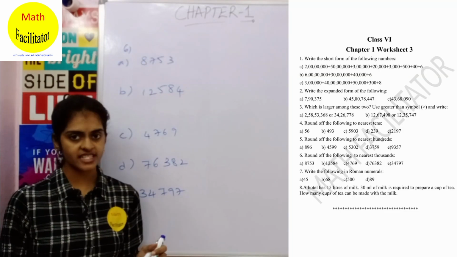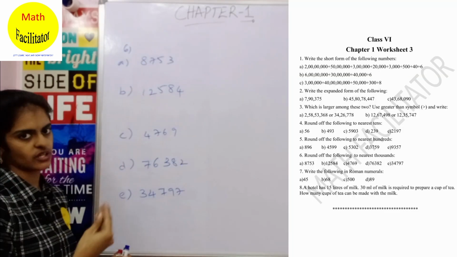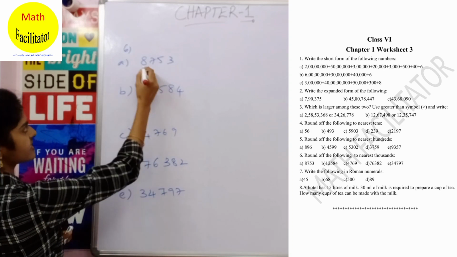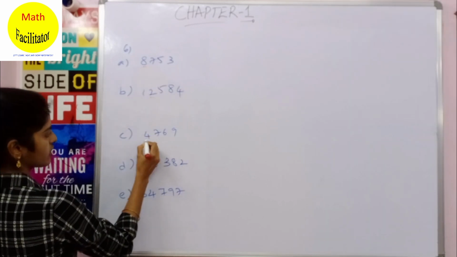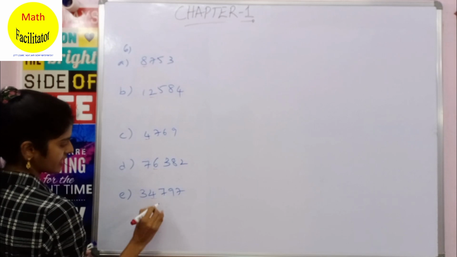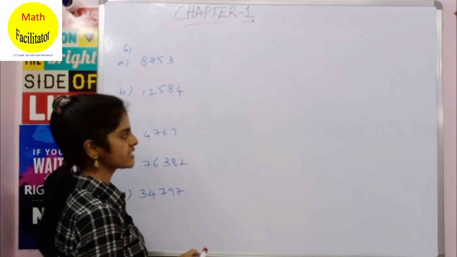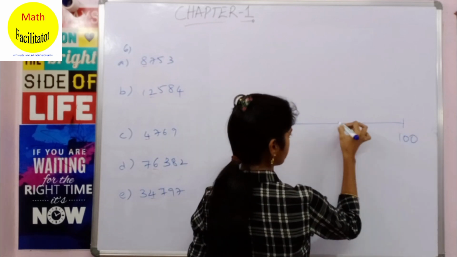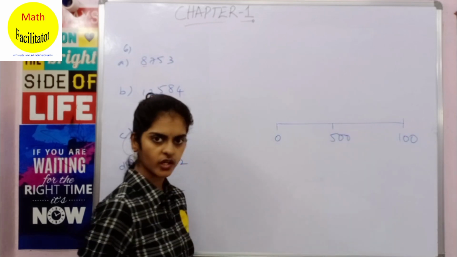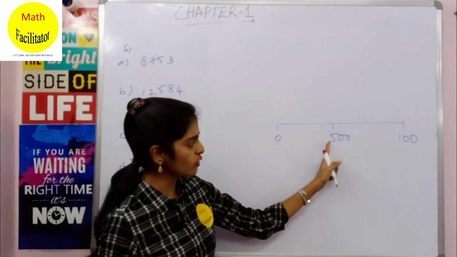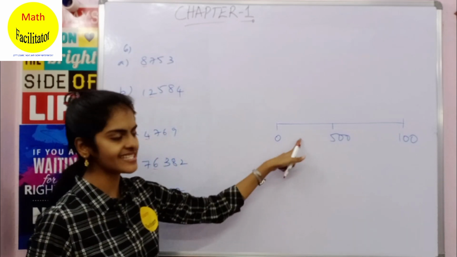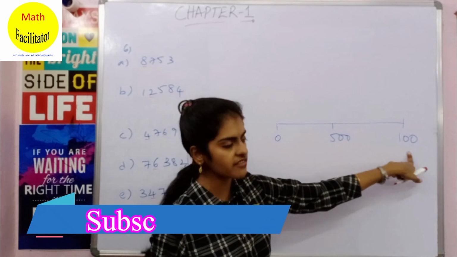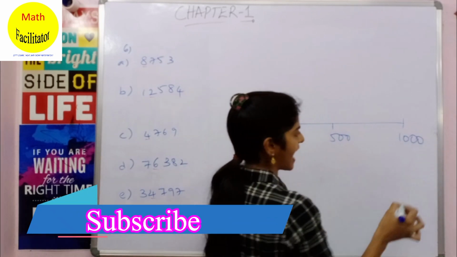Clear? Now in this question you have to estimate these numbers to the nearest thousands. Okay. So the thousands place is this. Okay. Here you have thousands, thousands. This is thousands, and this is thousands. Okay. So since it is thousands, we'll start from 0 to 1000. In between what do you have? You have 500. Okay. So if a number is between 0 and less than 500, you will write the same number. If a number is more than 500, you will add 1.